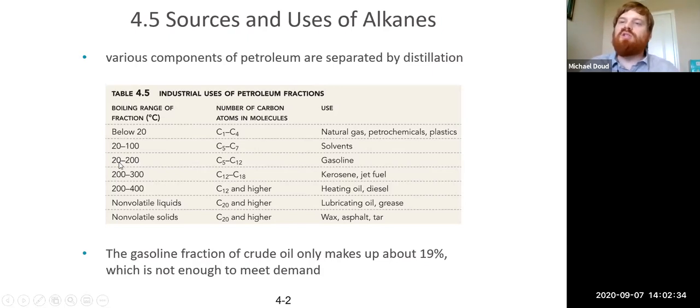And again, this is something that you would do in lab as well this semester if we were meeting in lab. But we'll be teaching the techniques anyway. So the fraction that boils off from 20 to 200 degrees can be isolated and used in gasoline. Now above that, you actually get higher boiling point hydrocarbons. This is what's used for kerosene and jet fuel.